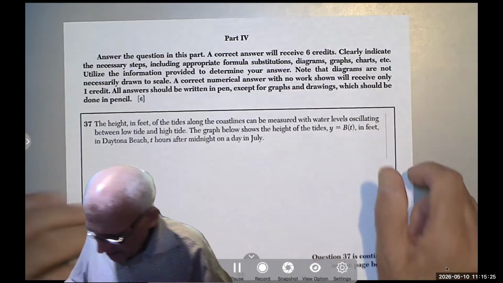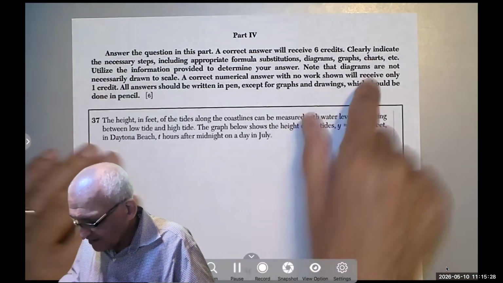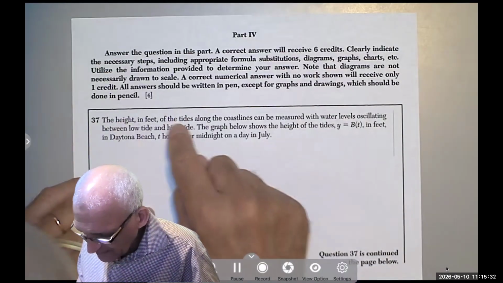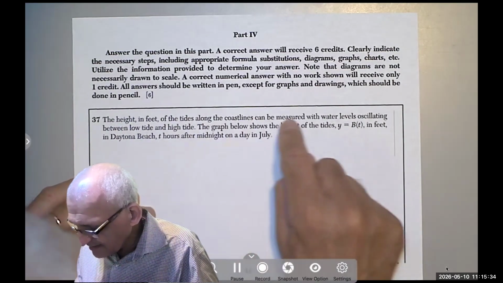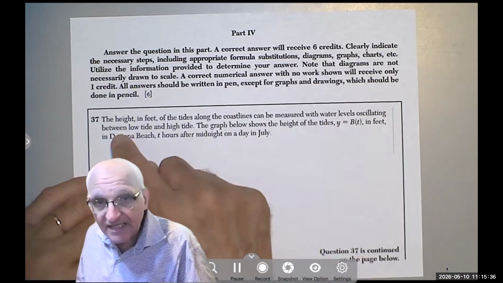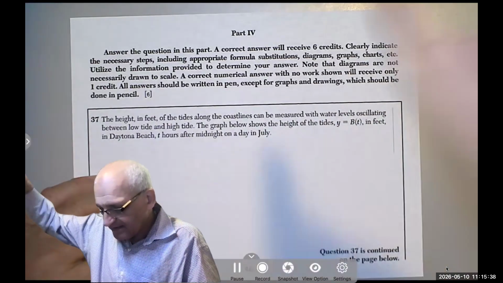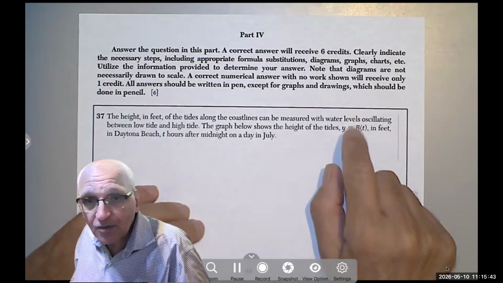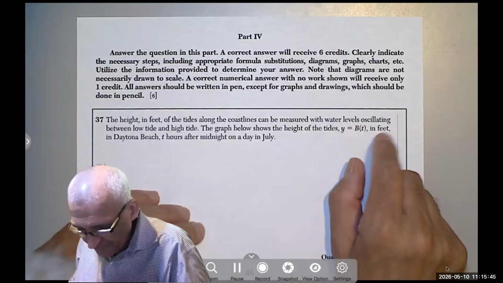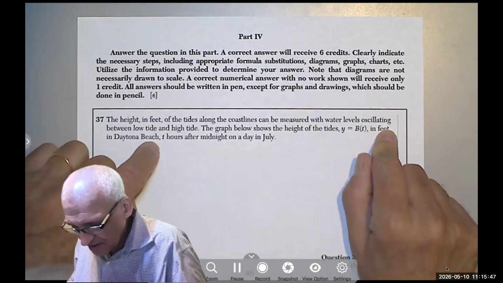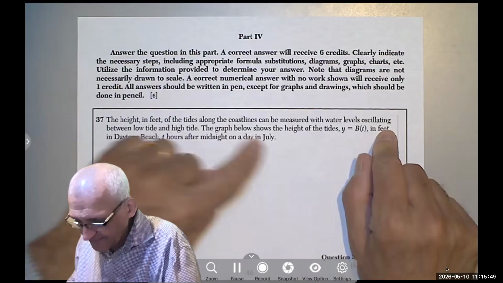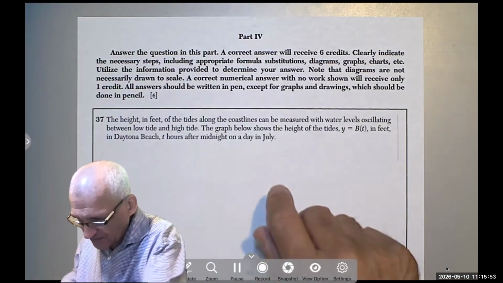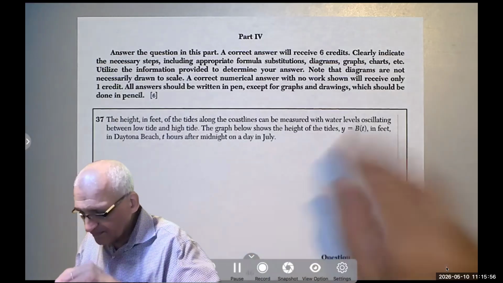Okay. Everything in pen except the graph, of course, which would be done in pencil. The height in feet of the tides along the coastlines can be measured with water level oscillating between low tide and high tide. The graph below shows the height of the tides, y equals b of t, in feet in Daytona Beach, t hours after midnight on a day in July. Okay, so that's the explanation of the problem.